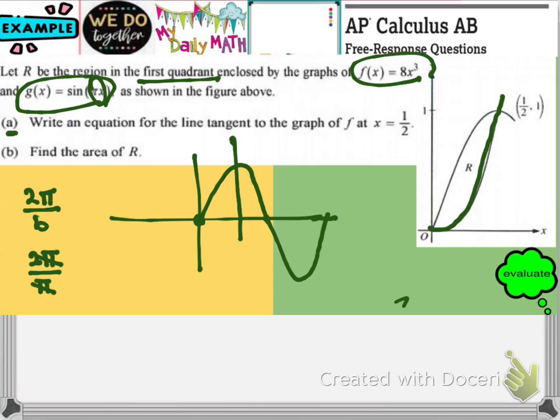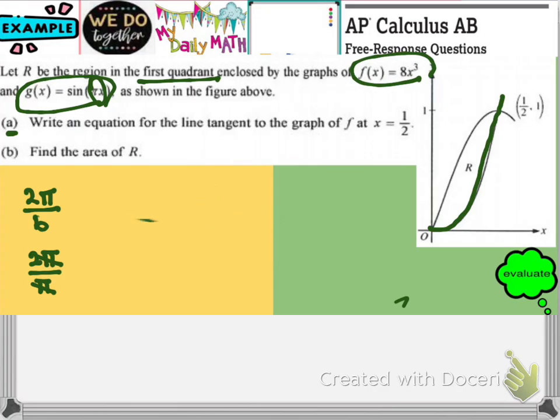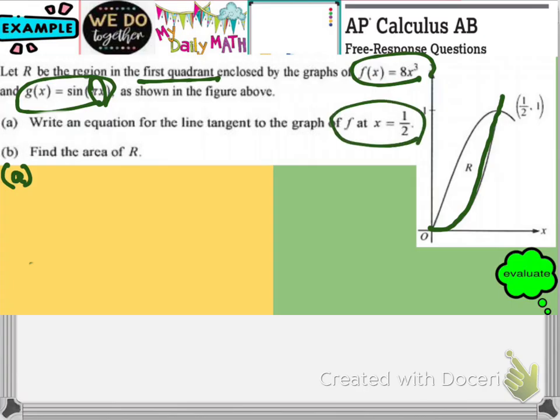Okay, so now I know which one is my upper function, which one is my lower function. I can now use that information to find the area. But I forgot to look at the question, like I always do. You want to write an equation for the line tangent to the graph of f at x equals 1/2. When I'm asked to write the tangent line, I always put this one first as an annotation. This means I need to use this formula.